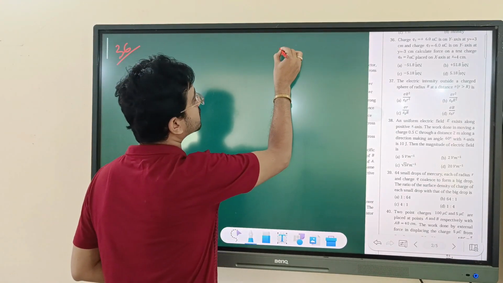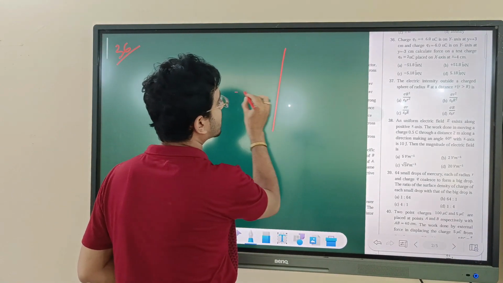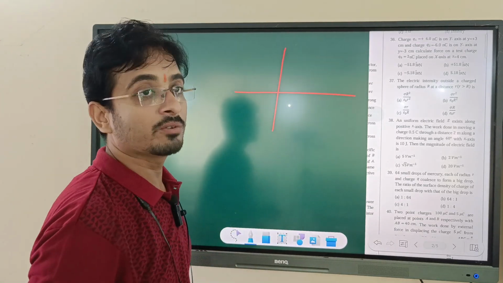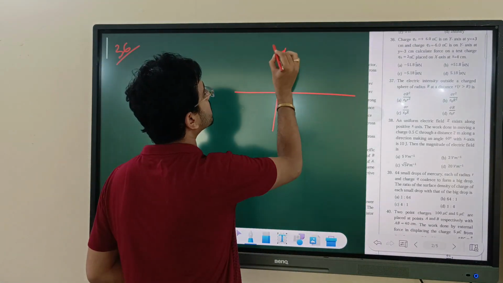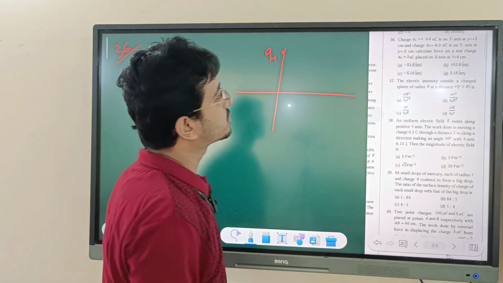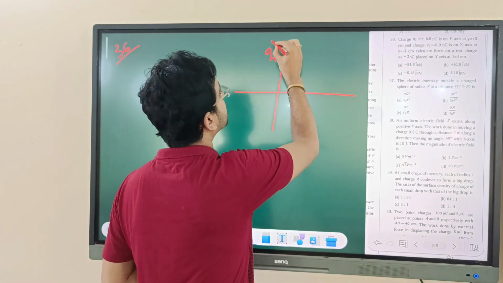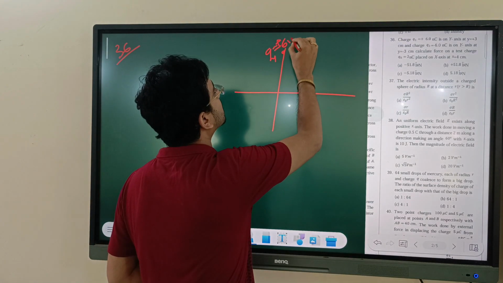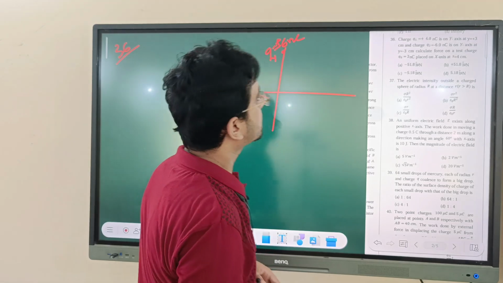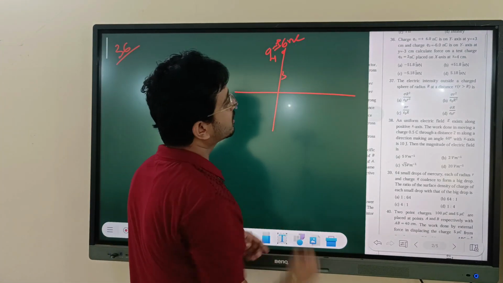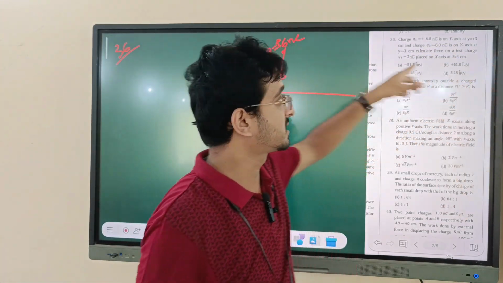Then first let me draw the diagram: this is the y-axis and this is the x-axis. So here Q1 equal to what? This is the position of Q1. Q1 is equal to plus 6 nanocoulomb, and it is at plus 3 centimeter. Plus 3 means the positive side, 3 centimeter.